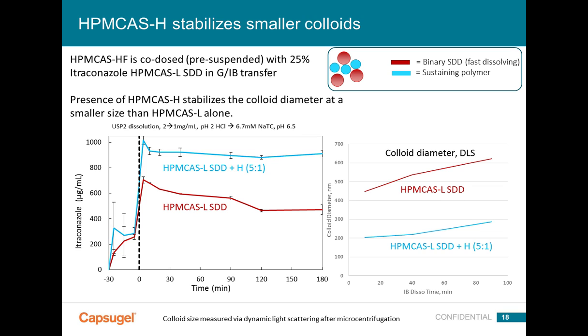Now, the reason for this, we can see in the plot on the right, this is some DLS data that tells us the particle size of those colloids versus time in the dissolution test. And what you can see is that the HPMCAS-L with H colloids start smaller and they stay smaller. So that tells us that the presence of this more hydrophobic polymer is stabilizing the colloids, and that's what's able to keep them in solution for longer during the dissolution test.